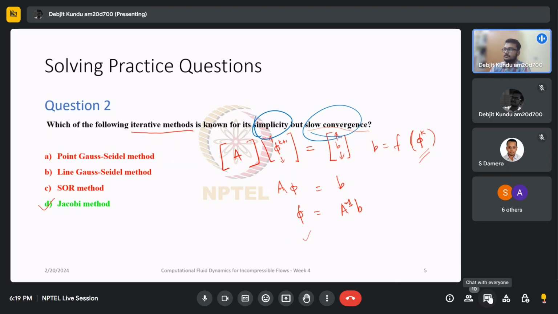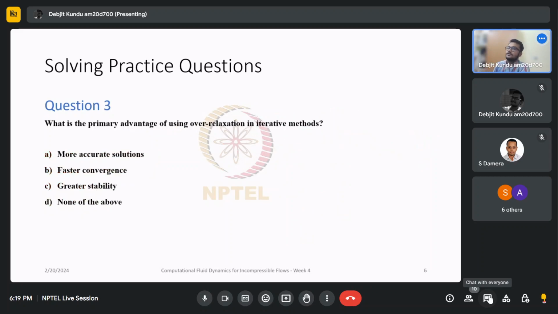Okay, so if there are no questions, we will move along. We'll move on to question number 3 now, which is asking us what is the primary advantage of using over relaxation in iterative methods. We saw the example of successive over relaxation method in the previous question. Now, the question is, why use over relaxation at all? What is the main advantage that it gives us?